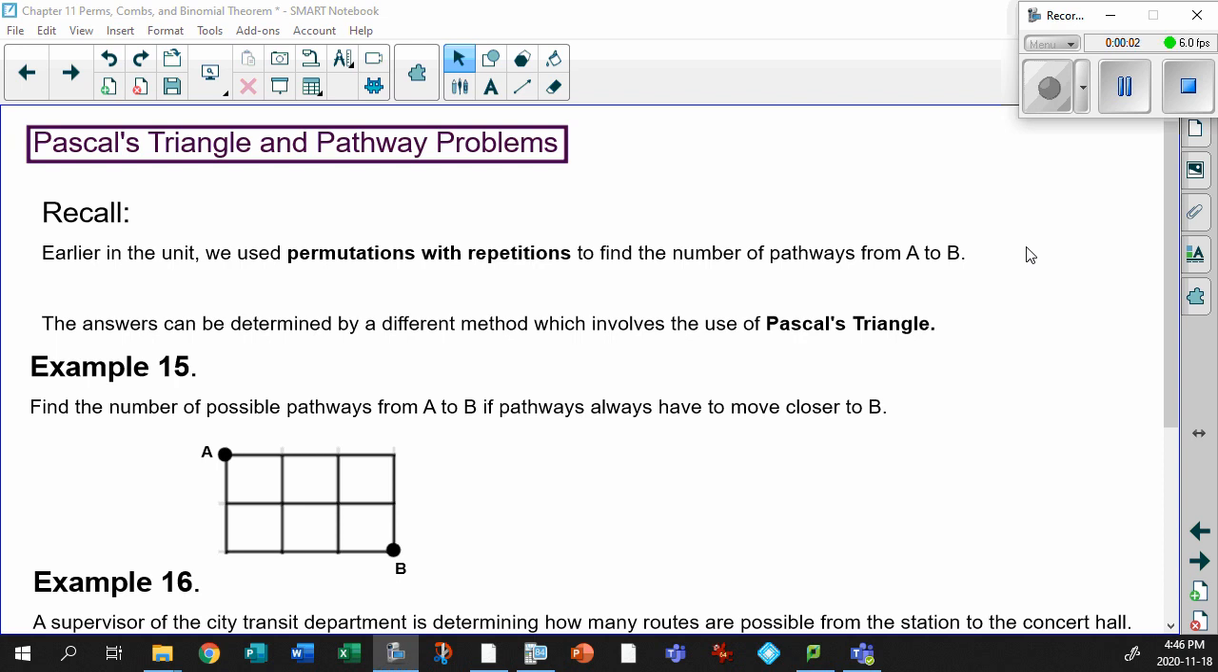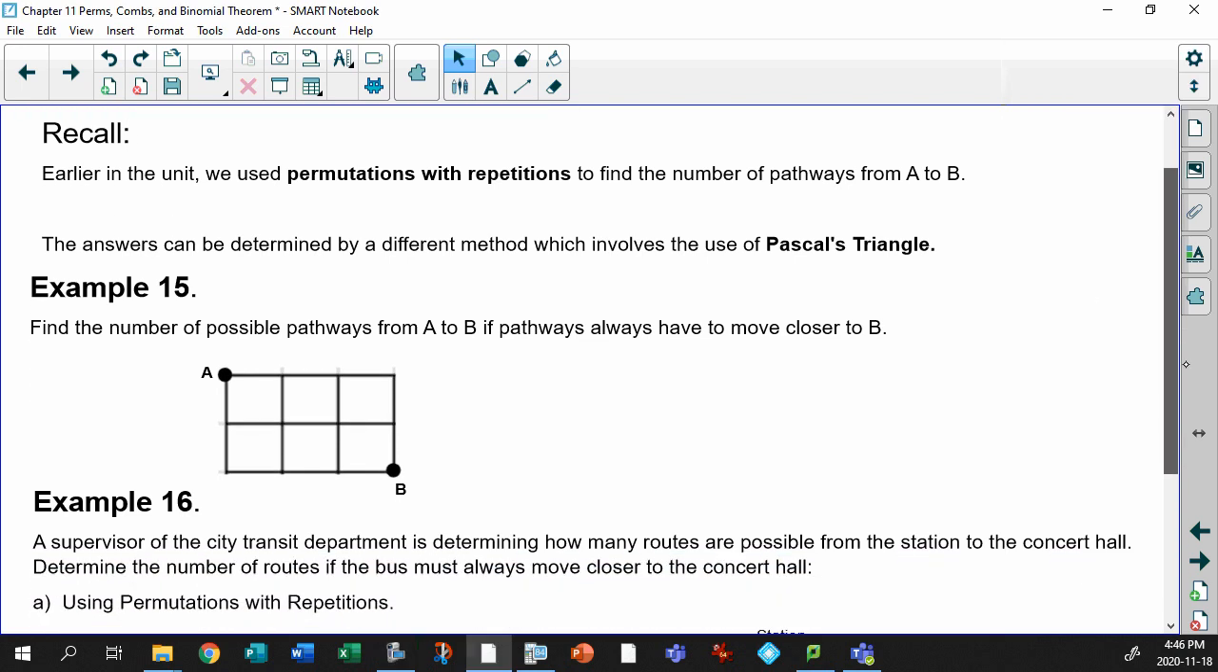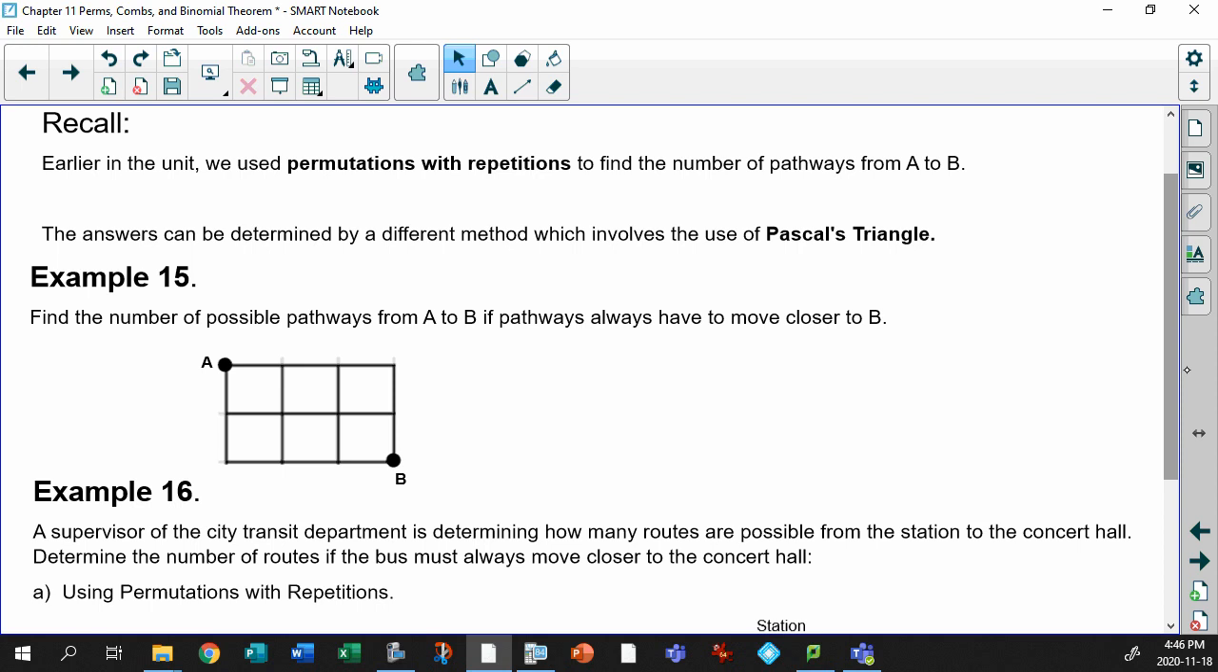Back to Pascal's triangles. But here's something interesting. Do you remember the pathway questions? Yeah, we did the pathway questions way, way back, like 20 podcasts ago. But the cool thing about this is, can we apply Pascal's triangle to it? As a matter of fact, yes, we can.